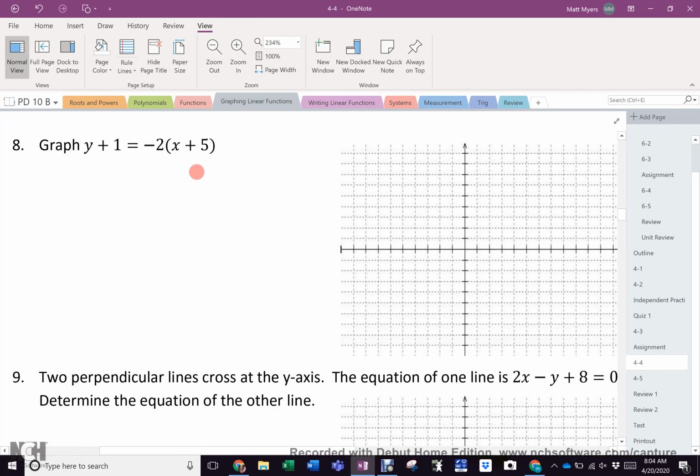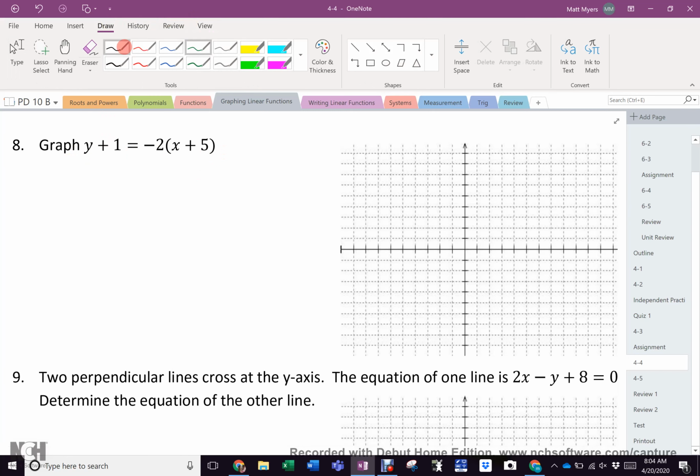So here we go. Graph this. What do I see? I'll wait a second for you to remember. What do I have to remember specially about this form? I have to remember that it's opposite. So my point on the graph, point P, my point equals negative 5, negative 1. 2, 3, 4, 5, down 1.